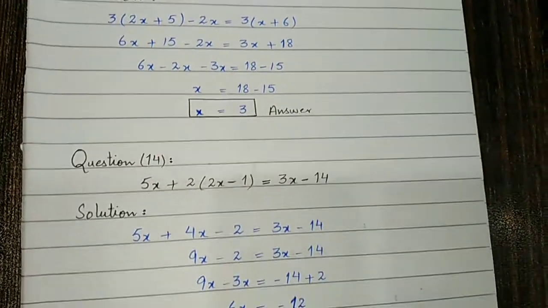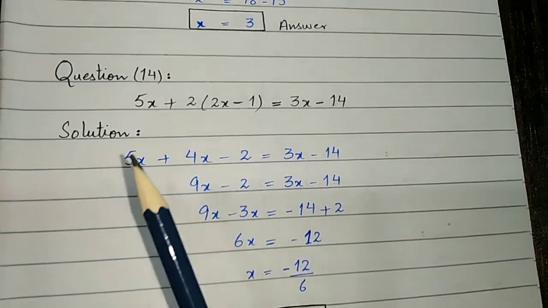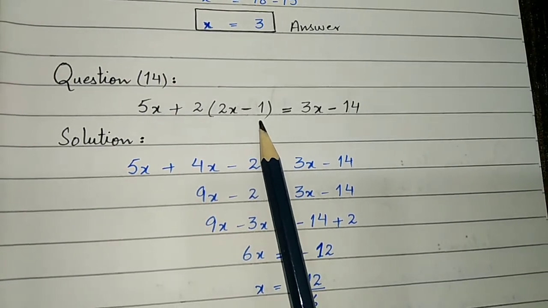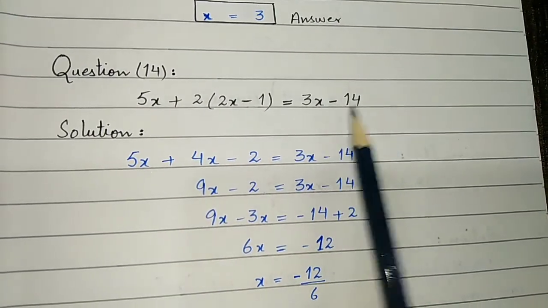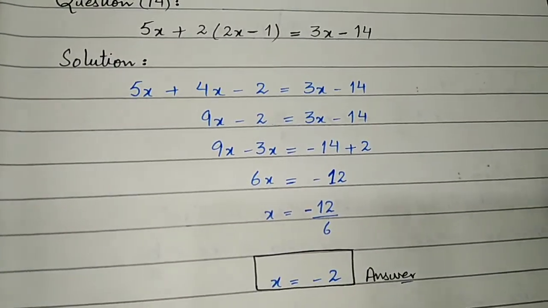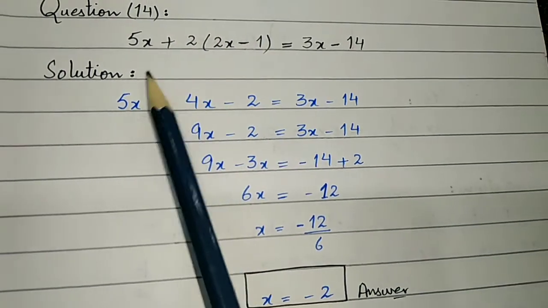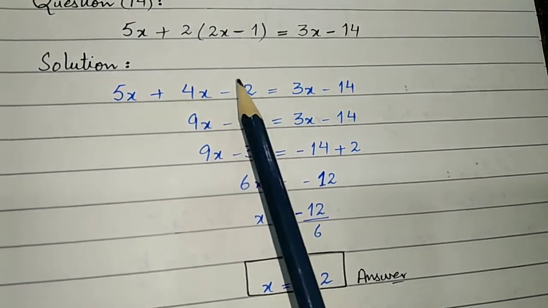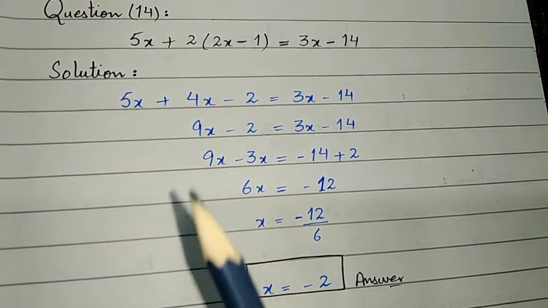Now the next question is question number 14. It's quite easy: 5x plus 2 times (2x minus 1) equals 3x minus 14. It means 2 is multiplying with the whole bracket. Firstly we have to open the bracket by multiplying 2 with the bracket. So 5x plus 2 times 2x is 4x, plus minus 2 ones are 2, equals 3x minus 14.